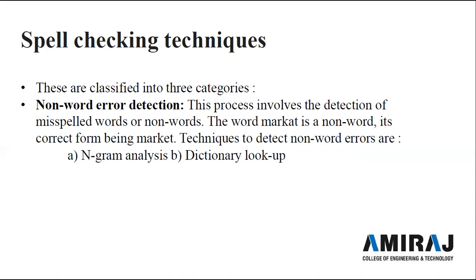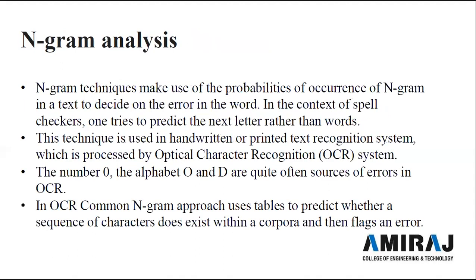Now let's look at these two techniques in detail. First one is n-gram analysis. The n-gram technique makes use of probabilities of occurrence of n-grams in the text to decide on the error in the word. In the context of a spell checker, one tries to predict the next letter rather than words. So in the n-gram technique, we are actually using the probability of occurrence of the next letter, right? So here we are working on the next letter, not the next word.